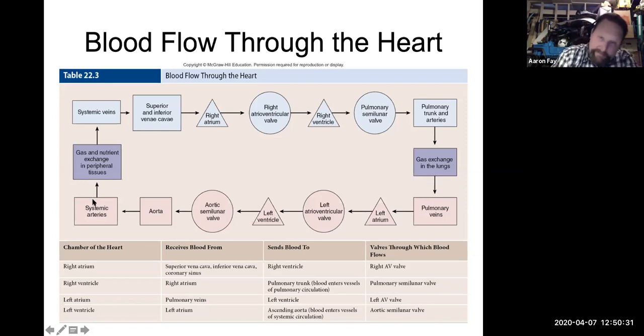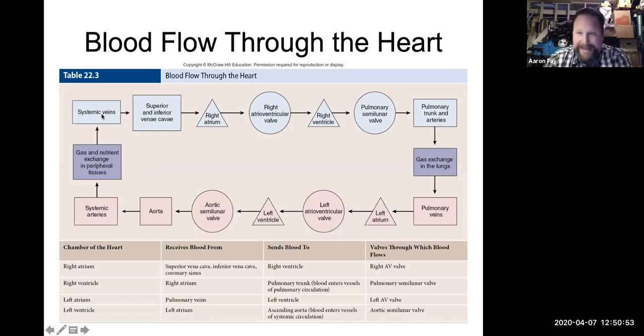Likewise, on the other side of the body, we're going to have systemic capillary beds where the opposite takes place. Oxygen will be released, carbon dioxide will be bound. So this little box here represents systemic capillaries, where you go from red blood to blue blood, and the whole thing just goes around in a big circle. So let's walk through the various structures of the heart.